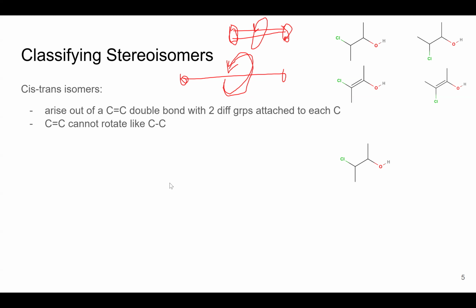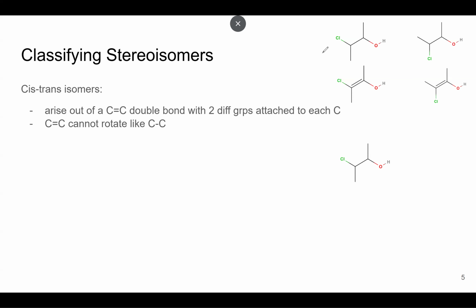Okay, so in this case, I have several examples here. So for here, you can easily rotate the single bond to give you the molecule on the right. So these two are not cis-trans isomers. Whereas in this case, you cannot rotate here because it's a double bond. So the two molecules actually look different in two-dimensional space, no matter how you rotate the entire molecule. So these two are considered cis-trans isomers.